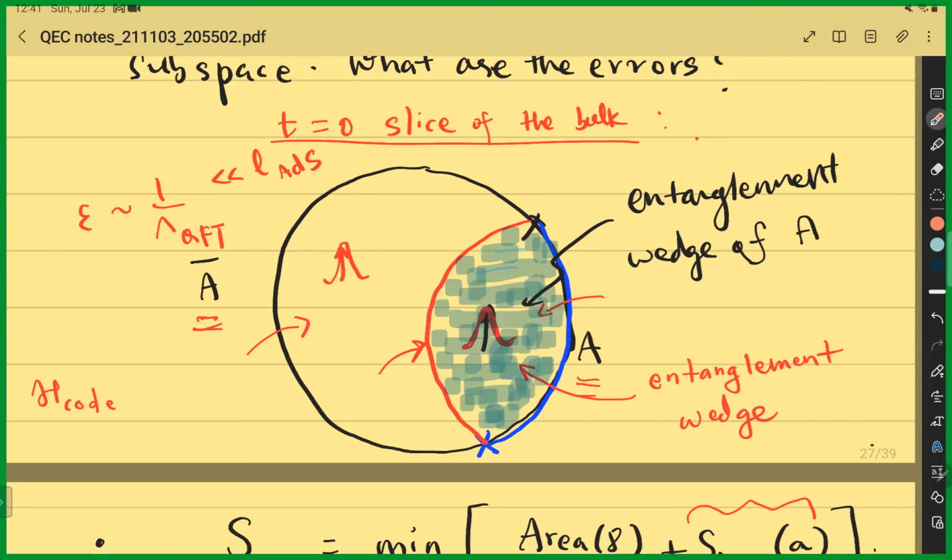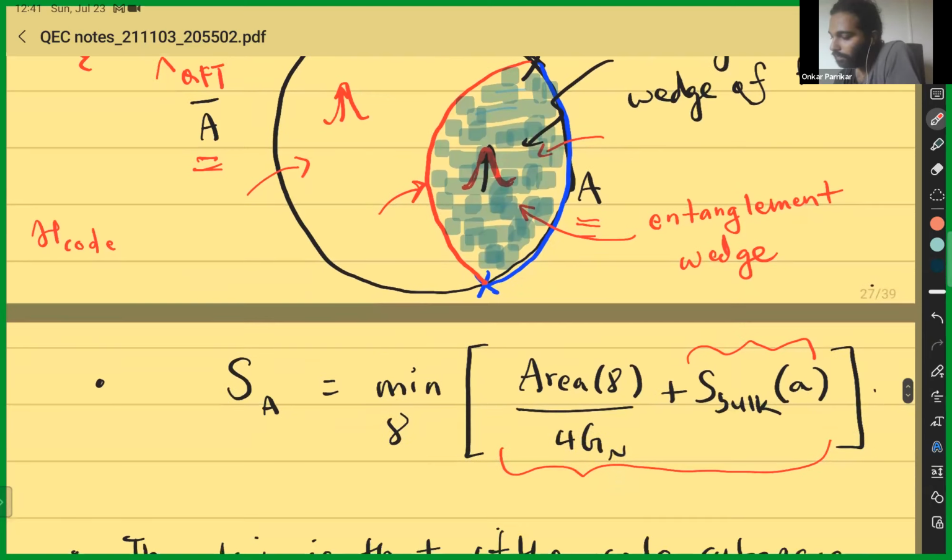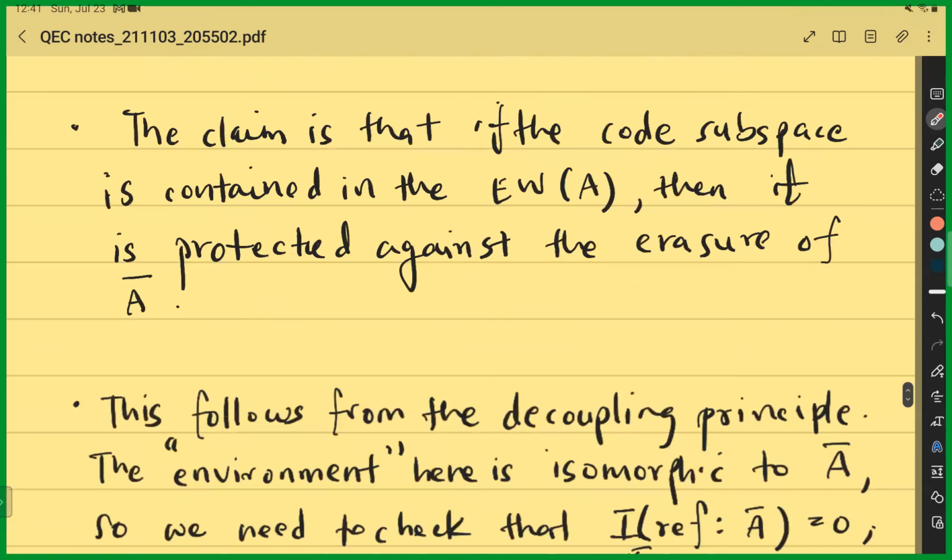Right. Okay. Good. So in other words, I'm considering a wave packet mode which is sufficiently localized inside the entanglement wedge, so that it's sufficiently localized with respect to, let's say, the AdS length. Yeah. Thank you. Good.